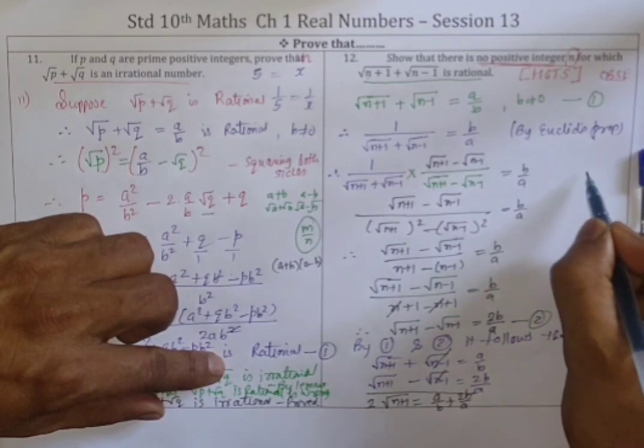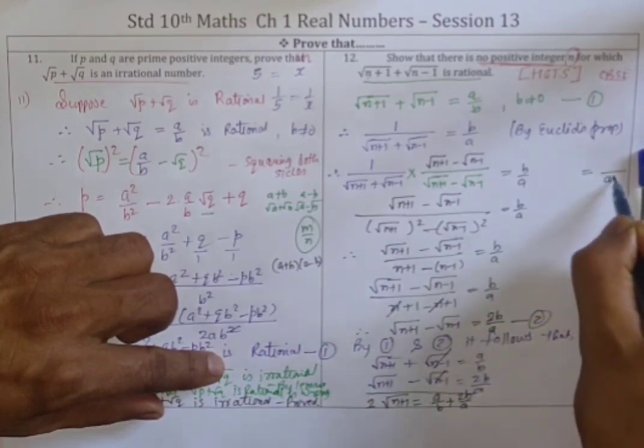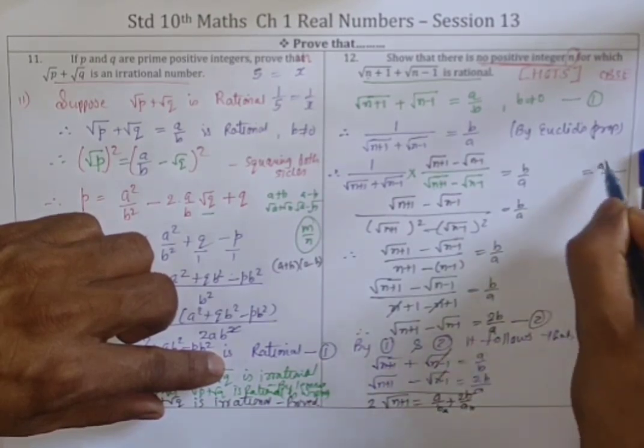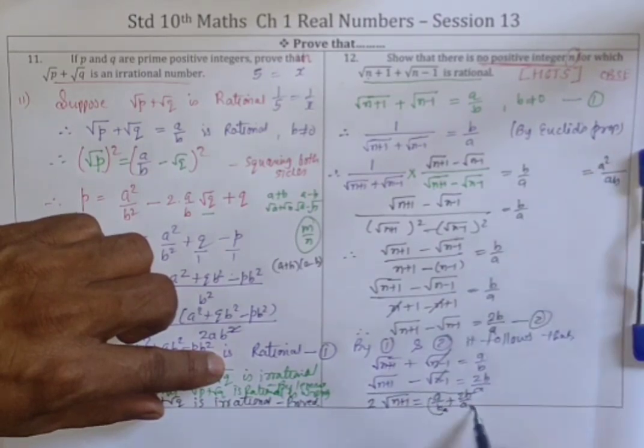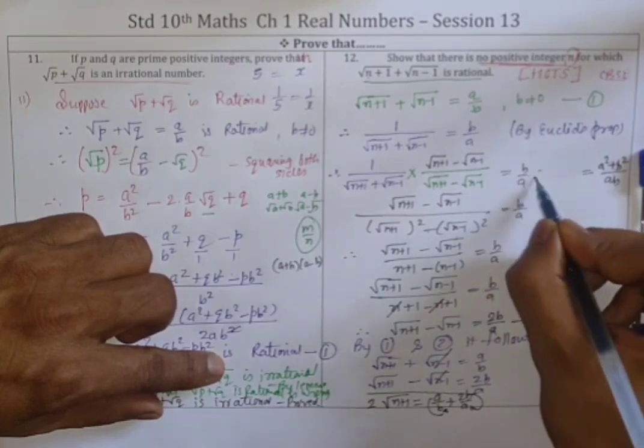Oh, right hand side ko simplify karna padega. I am doing that. Denominators are a and b. So LCM is ab. Here a and here b. So that is a square. a into a is a square. b into b is b square. So plus b square. That is what?